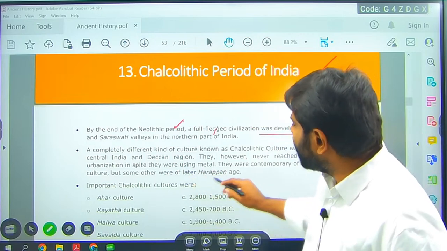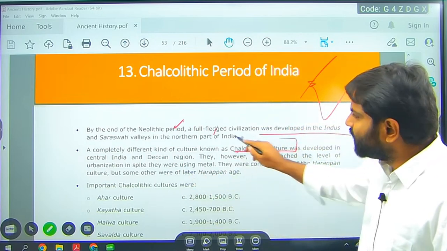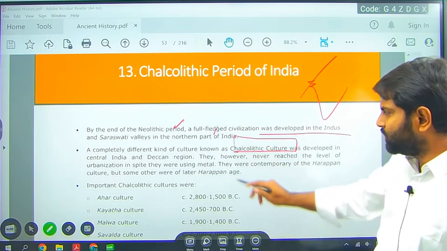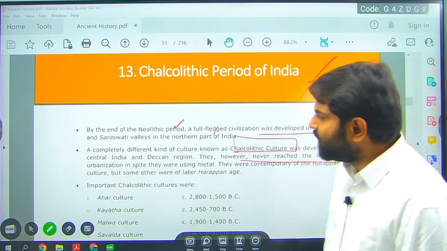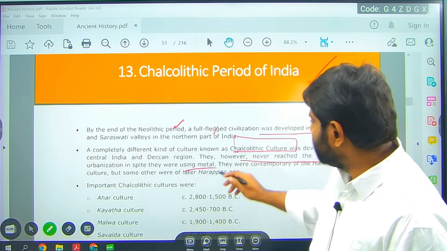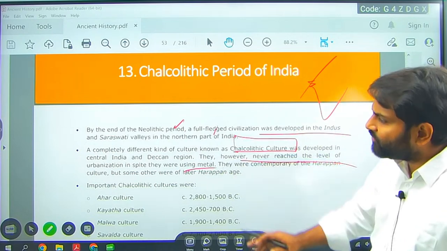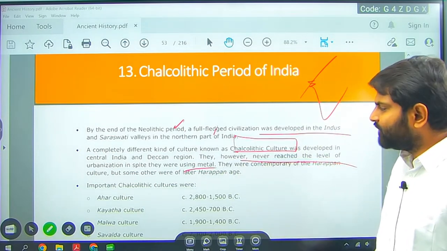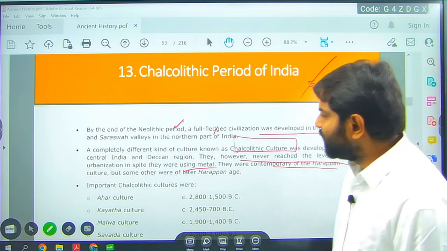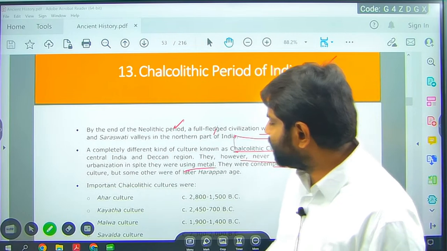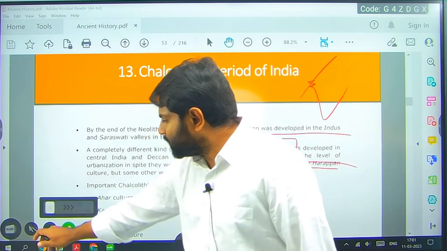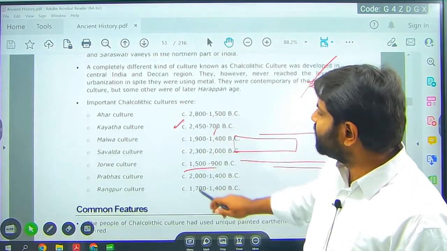A completely different kind of culture known as Chalcolithic culture developed in central India and the Deccan region, so to the downside also. They however never reached the level of urbanization in spite of using metal. They were contemporaries of Harappan culture, but some others were of Harappan age. So contemporaries. Different cultures we have here.